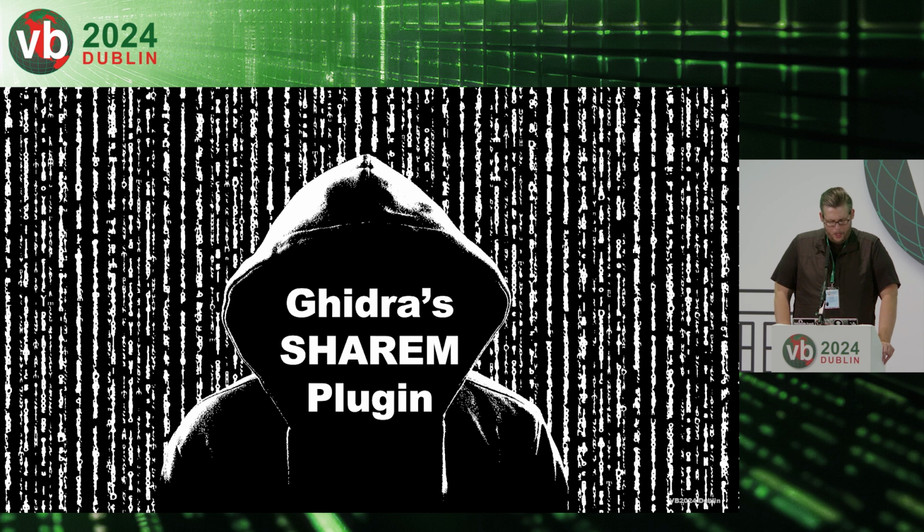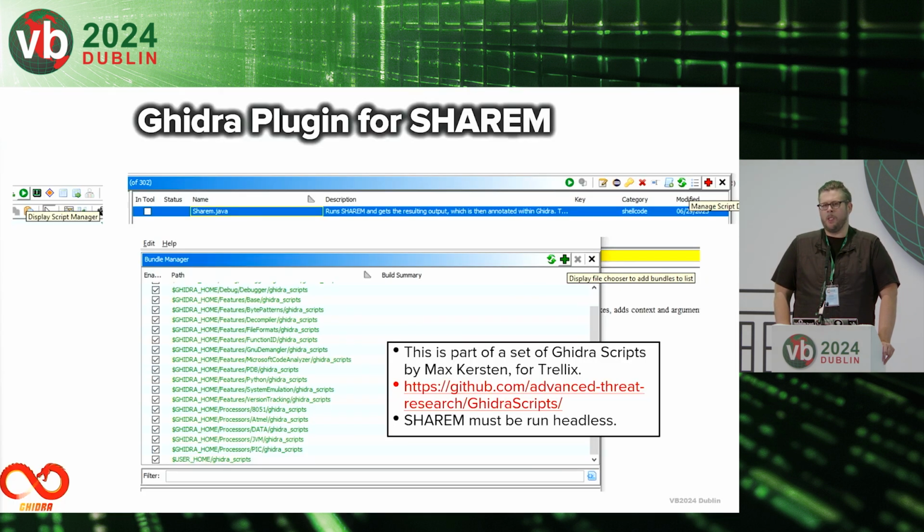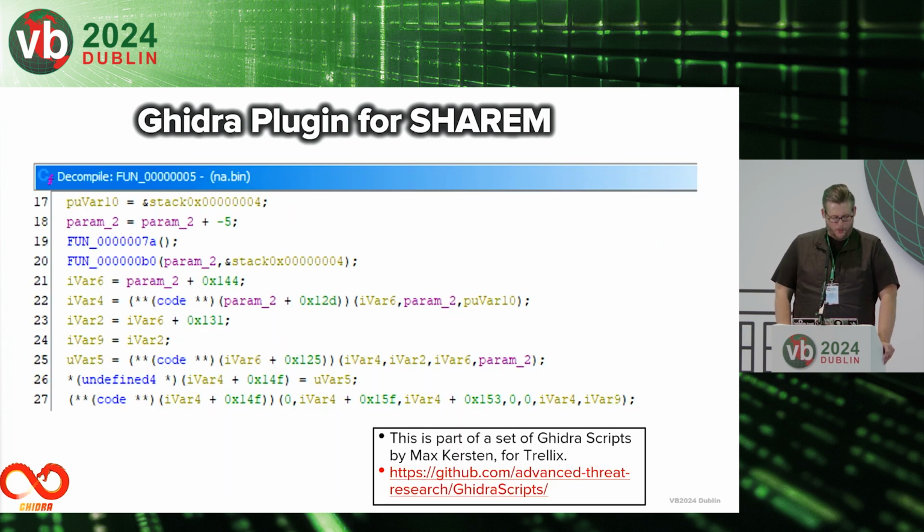So let's talk briefly about the Ghidra SHAREM plugin. So this was developed by Max Kersten of Trellix. He did this 100% on his own, I had no involvement. And so you can deploy that in Ghidra, use their script manager, and what you will do is you'll run SHAREM headless. So you can run it outside of the GUI. There's an option, the config, and you can then use SHAREM to integrate it into Ghidra.